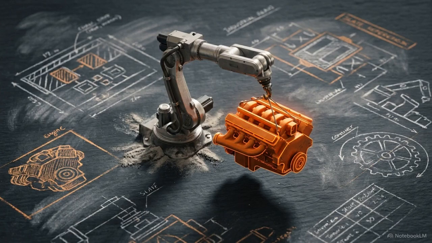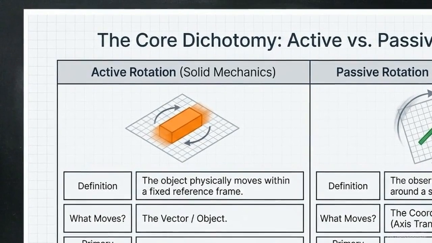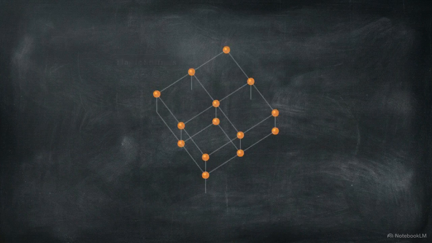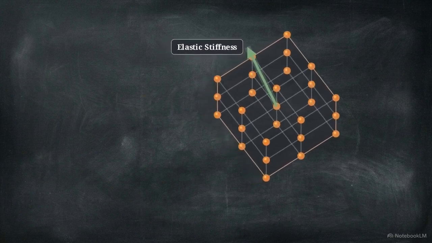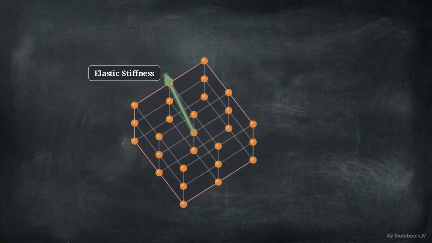When calculating the movement of a machine part, mechanical engineers use a standard methodology for tracking objects through space. This is active rotation, as shown in the left panel. The coordinate grid stays fixed, and the physical object, the orange block, moves within that spatial frame. Material properties like elastic stiffness are tied directly to the atomic arrangement of the crystal. These properties do not physically spin or slide independently within the metal grain.